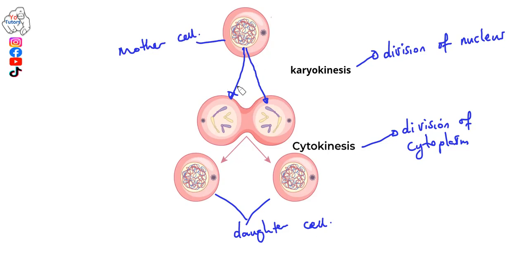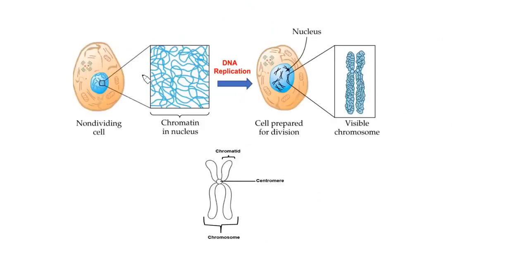So mother cell divides into daughter cells, and we are saying the first thing that happens is division of the nucleus. Then the next thing we have is division of the cytoplasm. That's what we call cytokinesis. Now we'll talk about this when we're talking of the stages of meiosis, or stages of cell division, the first one being prophase.